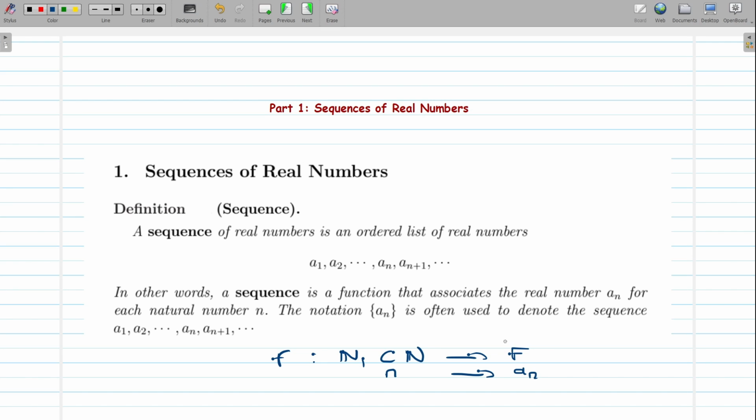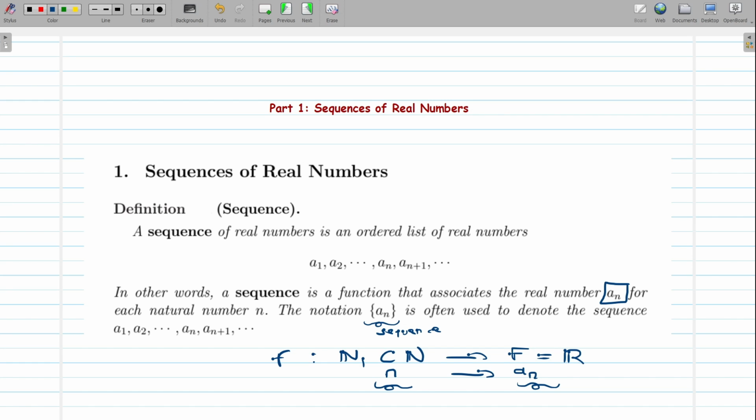What this F represents can either be the complex numbers or the real numbers. Since we're talking about sequences of real numbers, this F here is going to be equal to the set of real numbers. So this is just a real number here, and this is just some natural number in the set n1, which is going to be a subset of the set of natural numbers. In terms of notation, a sub n here is just any real number. But if we add the curly braces here, then this becomes a sequence. So this is what the definition is saying.